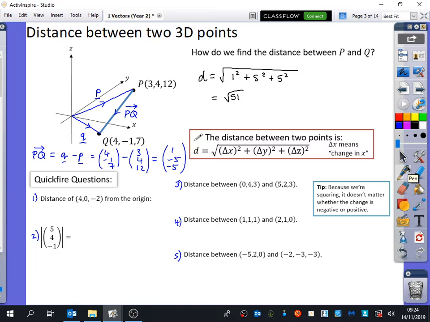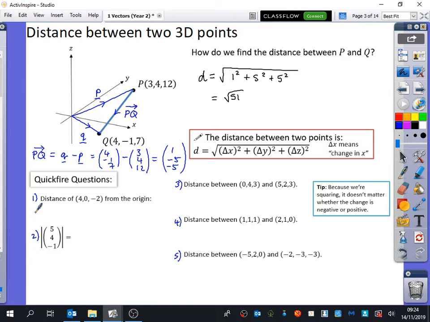For question 2, it's saying the magnitude of this. Those lines mean magnitude, which is saying the same thing. You're going to be doing Pythagoras on 5, 4, and 1. It looks a bit different. Okay, I think we should be quick enough to go through some of these. They're only meant to be super quick questions.